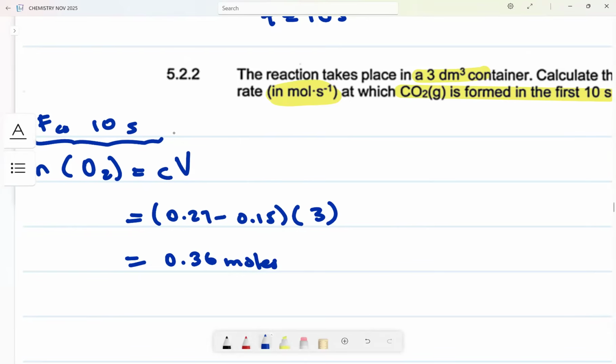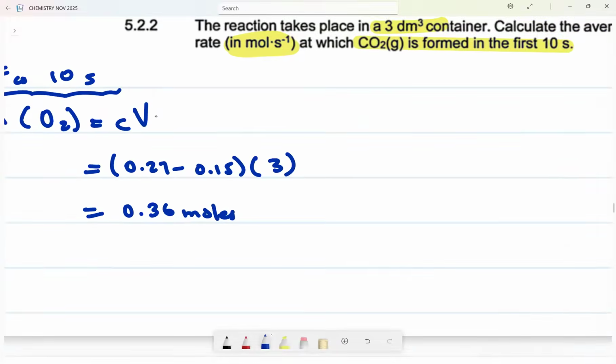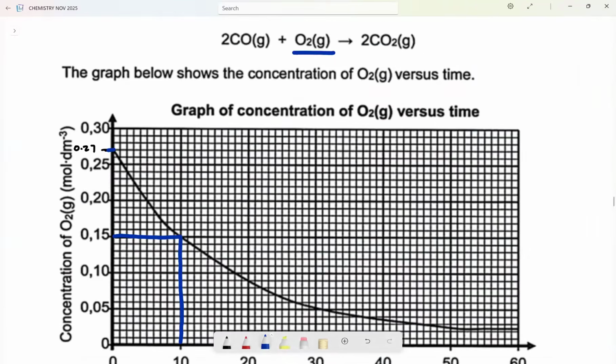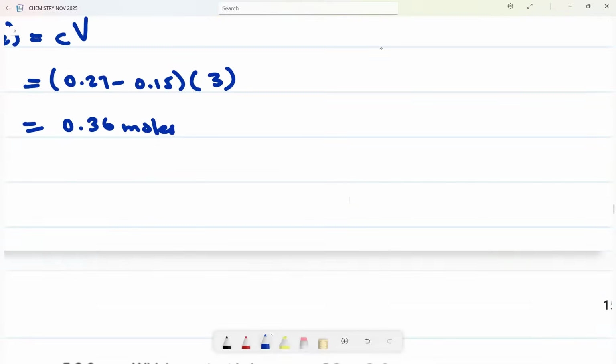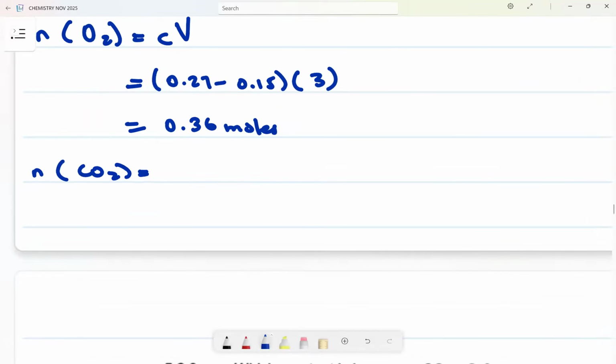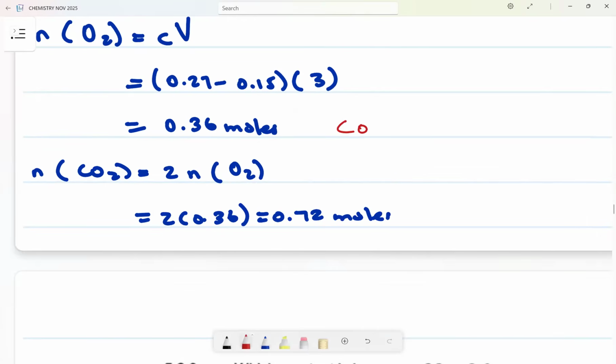And then the ratio between oxygen and carbon dioxide is 1:2. So for every 1 mole of oxygen, 2 moles of carbon dioxide are formed. So the number of moles of CO2 is double the number of moles of O2, which is 2 multiplied by 0.36, which is 0.72 moles. Remember, when you use the mole ratio, CO2 to O2 is 2:1, and we have 0.36, so when I solve for n, it's 0.36 multiplied by 2. Hence, I did that.